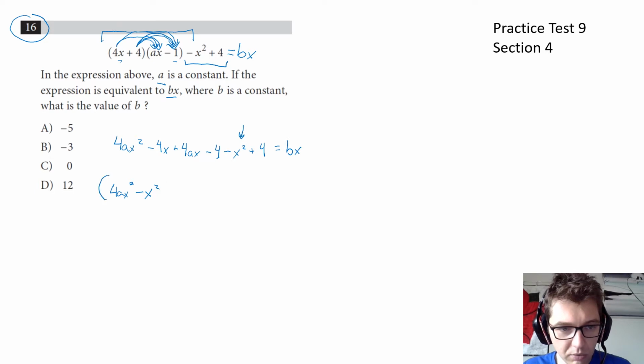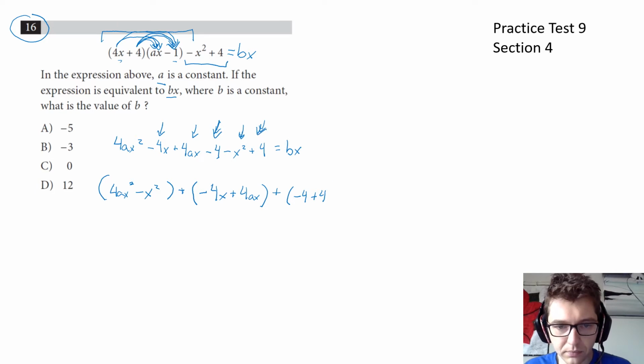So there's all our x squareds, and we'll say plus, now just all the x's. So we have minus 4x plus 4ax. It's already grouped together for us. Minus 4x plus 4ax. And then just the constants. So we have plus -4 plus 4, right? -4 plus 4. And all that is still, for now, just equal to bx.